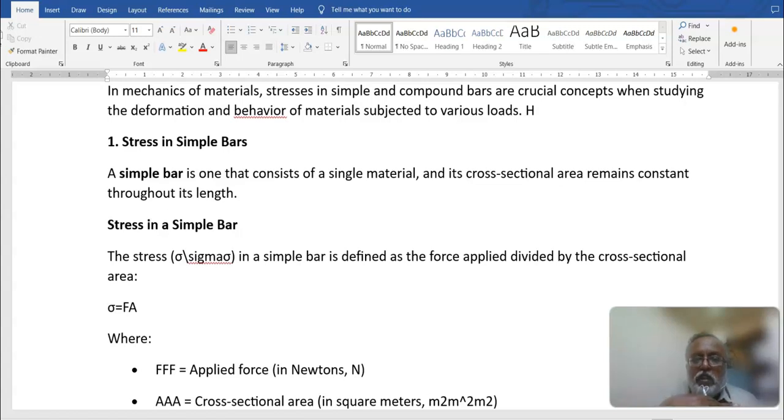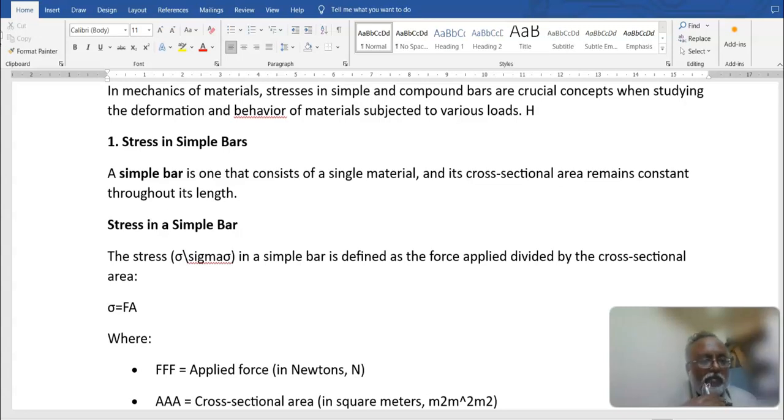Here we are going to see the stresses in simple bars as well as the stresses in compound bars. Let us see the stresses in simple bars first. A simple bar is one that consists of a single material and its cross-sectional area remains constant throughout its length, whatever may be the length.